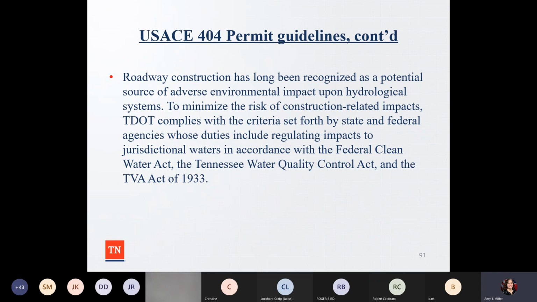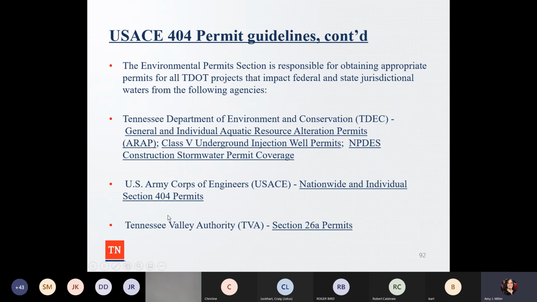So then also, roadway construction has long been recognized as a potential source of adverse environmental impact upon hydrologic systems. And to minimize those related impacts, TDOT complies with the criteria set forth by state and federal agencies for jurisdictional waters, especially the Clean Water Act, the Tennessee Water Control Act, and the TVA Act of 1933. So the 404 permit, the environmental permit section is responsible for obtaining appropriate permits for all TDOT projects that impact federal and state jurisdictional waters from the following agencies.